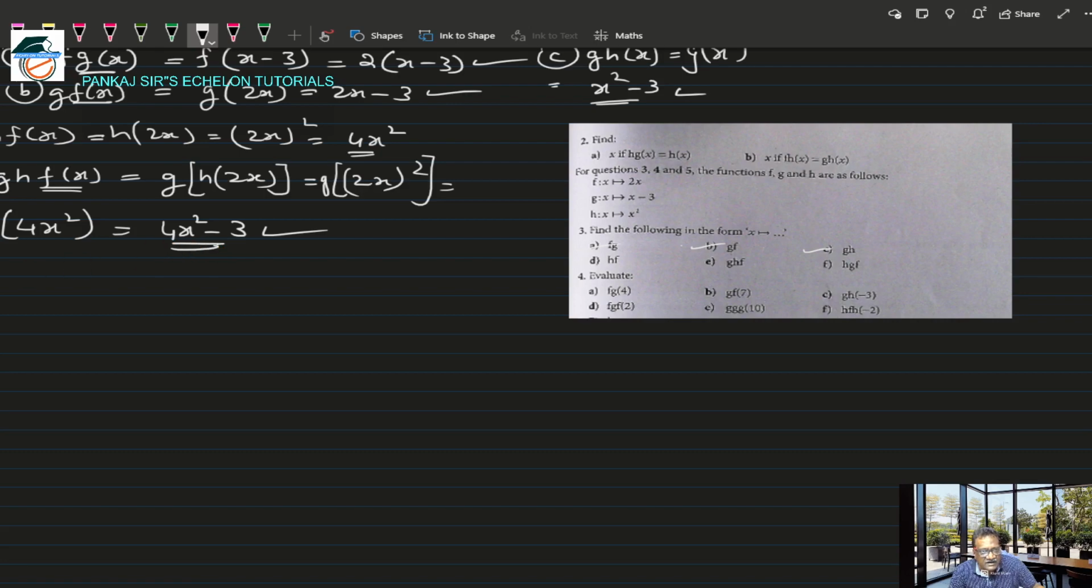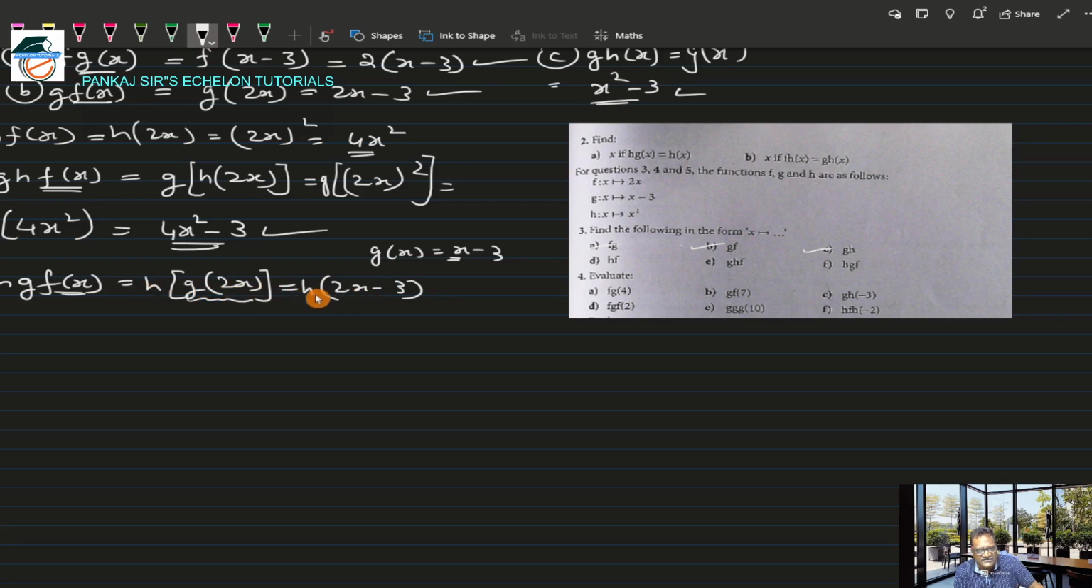So E answer is 4x square minus 3. Done. Now coming to F. F is HGF of X. So again, starting with F of X, which is 2x, then you have a G, and then you have an H. Now work out this G of 2x. G of X is x minus 3. So in place of x, I'm going to put 2x, so it will be 2x minus 3. So G of 2x is 2x minus 3.